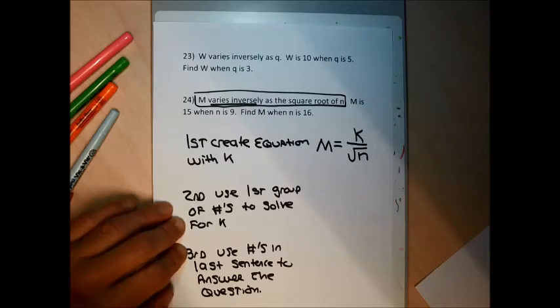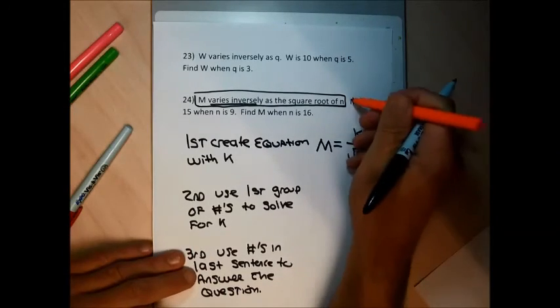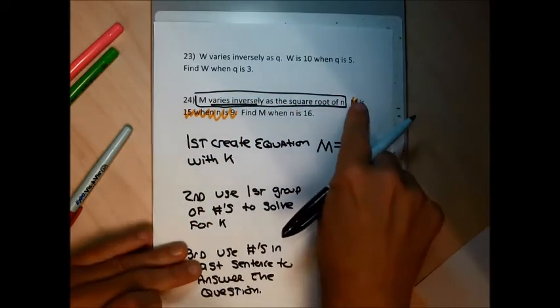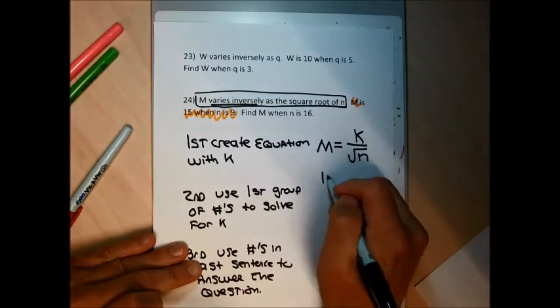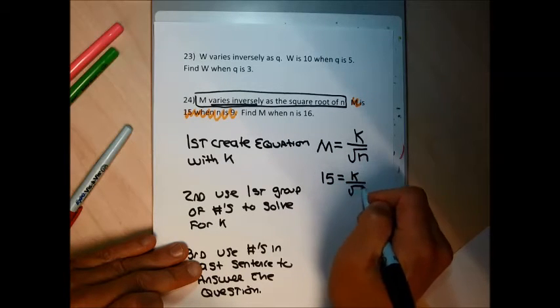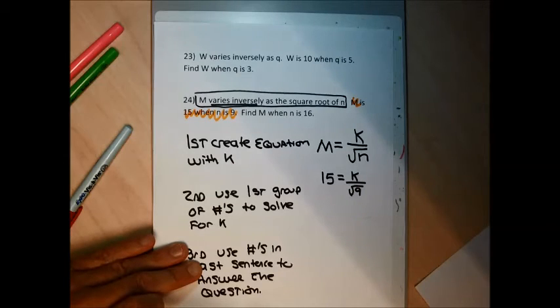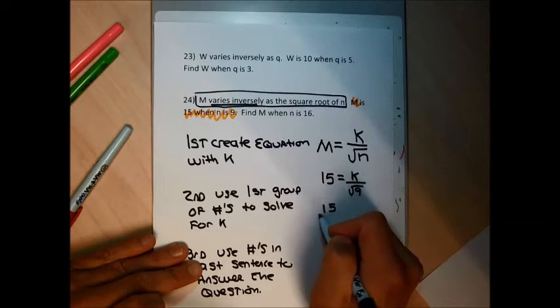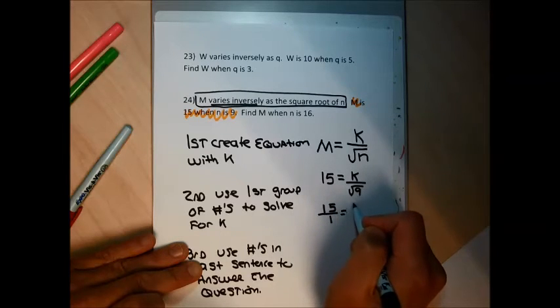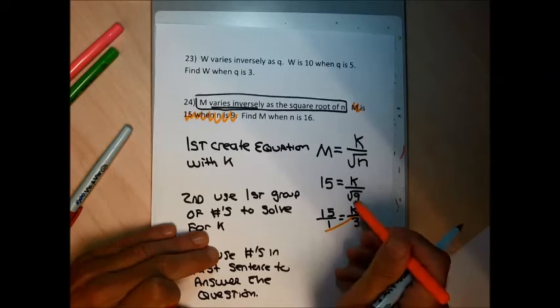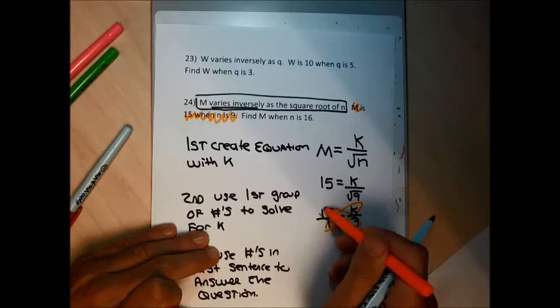Now I'm moving on to the second sentence. My second sentence says m is 15 when n is 9. So in for the m, I'm going to plug the number 15. In for the n, I'm going to plug the number 9. I like to set these up to solve by cross multiplying. So I need to write the 15 as a fraction. I'm going to write it as 15 over 1. And on the right hand side, I'm going to replace the square root of 9 with 3 because that's what it's equal to. I'm going to cross multiply up and cross multiply down.